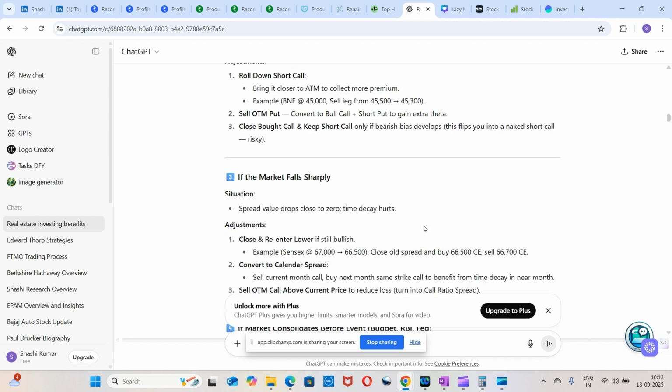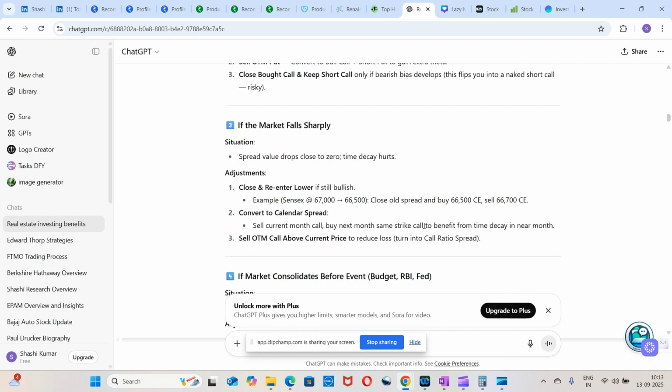If market falls sharply, this is against your view. So market went against your view, you were bullish, but market became bearish basically. So your spread value drops to zero, and your time decay also hurts you. So first thing is you close that position and re-enter at a lower position if you're still bullish, or you just close the position, okay, because your view is wrong.